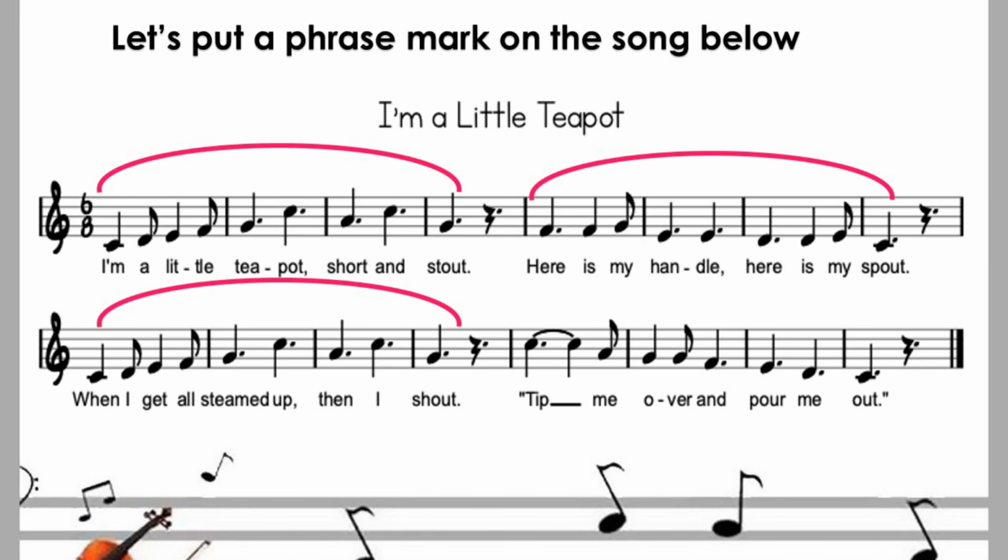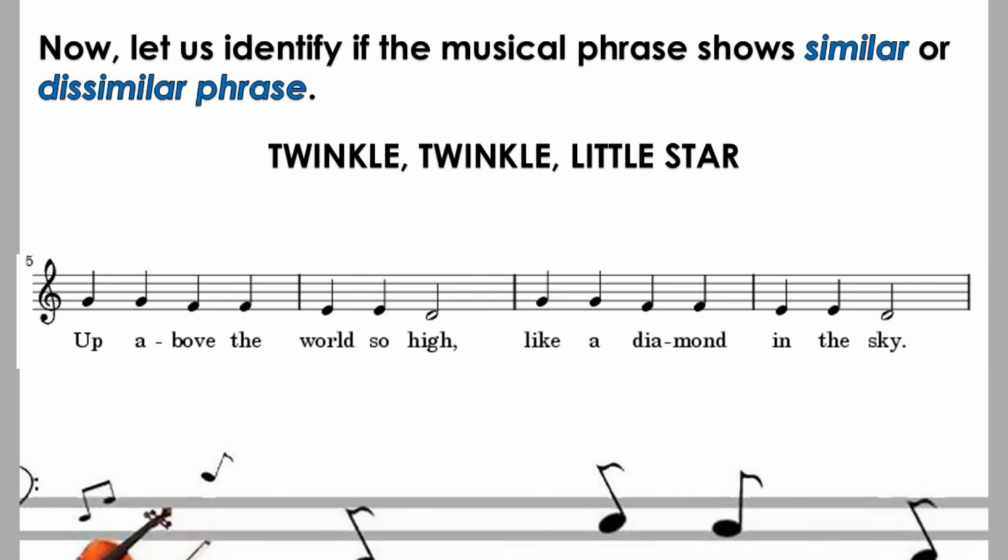And the last musical phrase is, tip me over and pour me out. Let's put a phrase mark. So how many phrase marks do you see? Correct! There are 4 phrase marks. Now let's identify if the musical phrases show similar or dissimilar phrases. Let's see the example of the second musical line of Twinkle Twinkle Little Star.